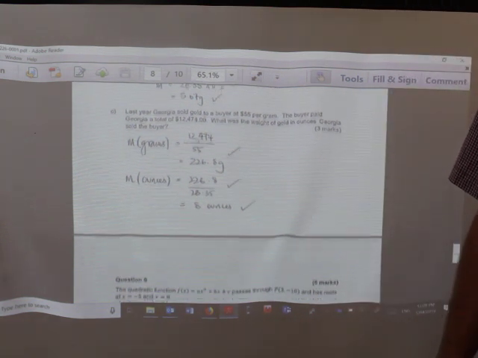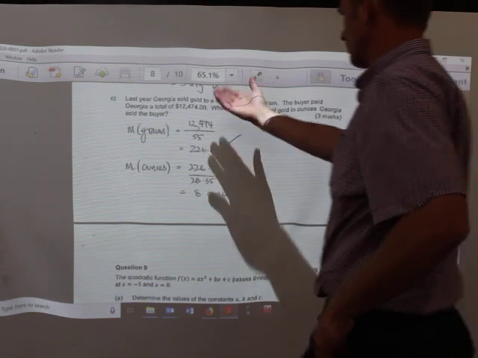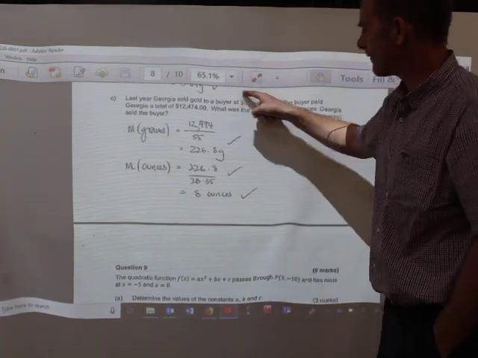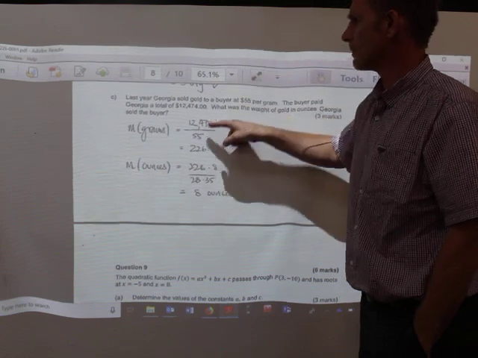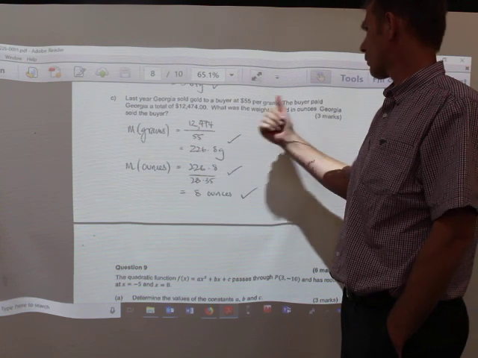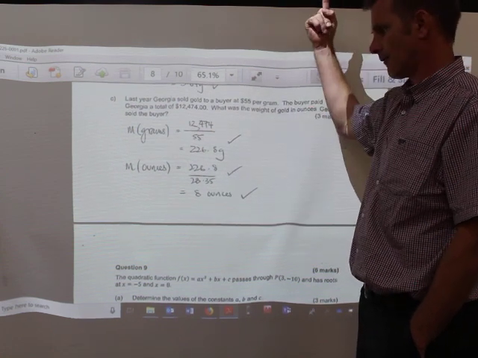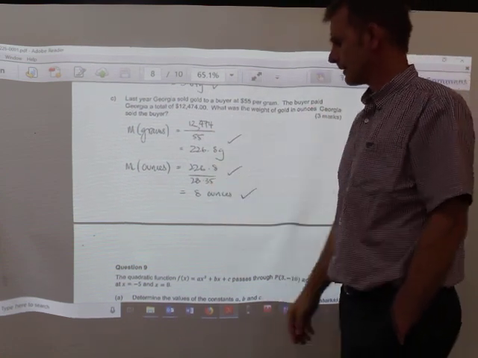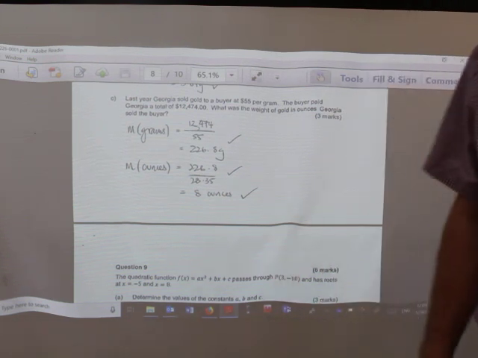The second part here is that Georgia sold quite a lot of gold, $12,500 worth. Well, at $55 a gram, dividing by 55 tells me the amount of grams that she must have sold. And the question asked for ounces. Because of my formula above, I've got to divide, and it came out neatly to 8 ounces. So it was quite a neat one there.